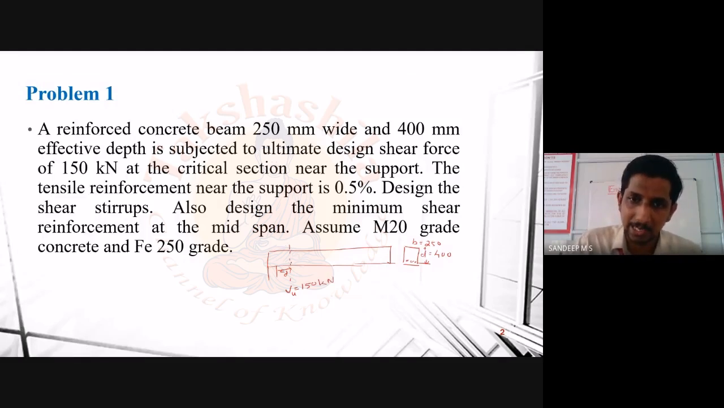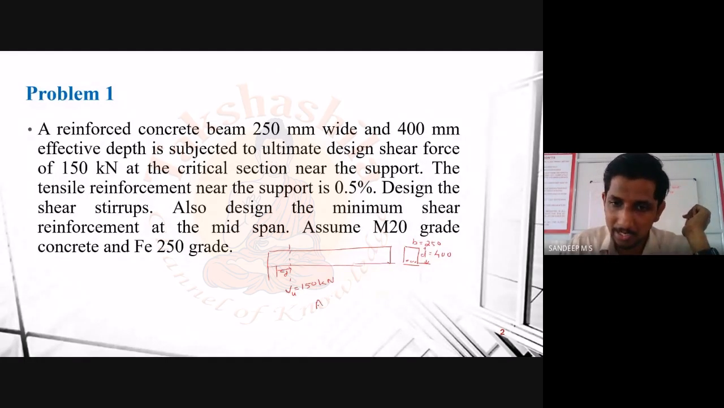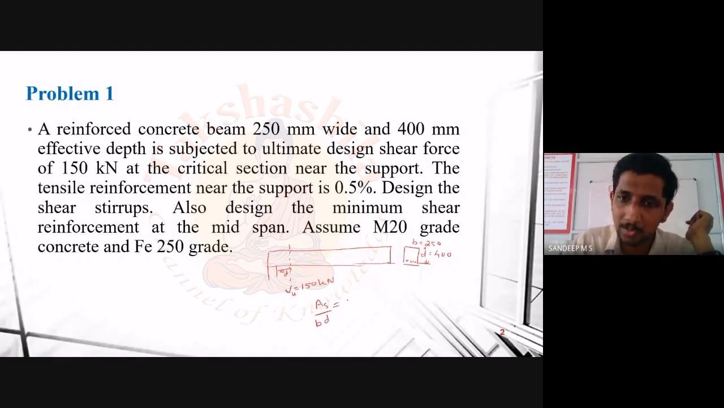One more thing is given: the amount of main reinforcement, or the flexural reinforcement, at this particular section is 0.5%. That means AS by BD is equal to 0.5. This is also given in the question. We are supposed to design the shear reinforcement at this section. These are the data given, and let's see how to find it out.